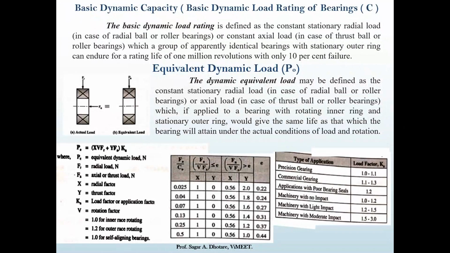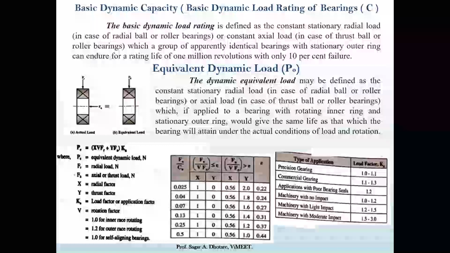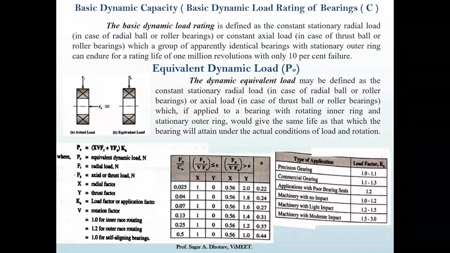Now the value of V depends upon which type of race is rotating. If the inner race is rotating, then the value of V is 1. If the outer race is rotating, then the value of V is 1.2. And if we are using a self-aligning bearing, then the value of V is 1. So depending upon the application, the inner race rotates or the outer race rotates.